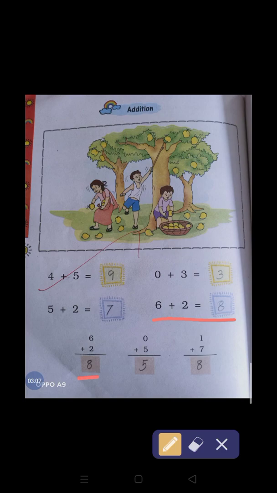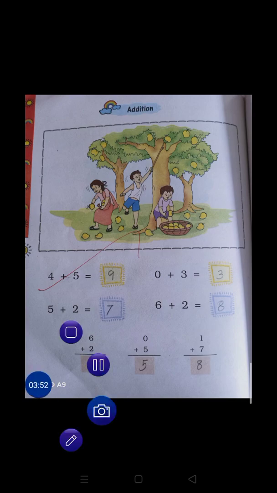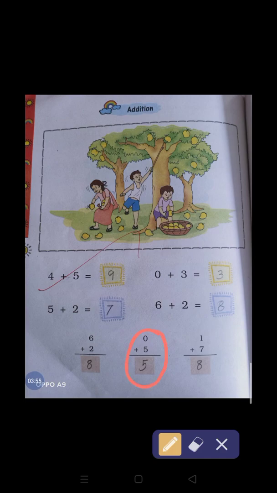Next 0 plus 5. The property of addition is, when we add 0 to any number, we will get that same number. 0 plus 5 means we will get 5. 0 plus 8 equal to 8. 0 plus 9 equal to 9. 0 plus 1 equal to 1, or 1 plus 0 equal to 1. 2 plus 0 equal to 2. So here 0 plus 5 equal to 5.